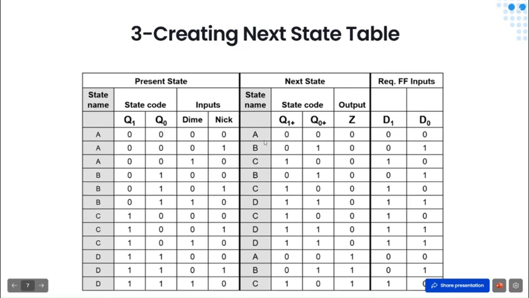These next state names are derived from the state diagram, and these codes correspond to A as 00, B as 01, C as 10, and D as 11. The output is low for all the other states except D, as we are going to get the soda in the final state D. Here the flip-flop inputs are derived from the next state codes, as it is a D flip-flop. These two correspond to Q1 plus and D1, and these two also correspond.